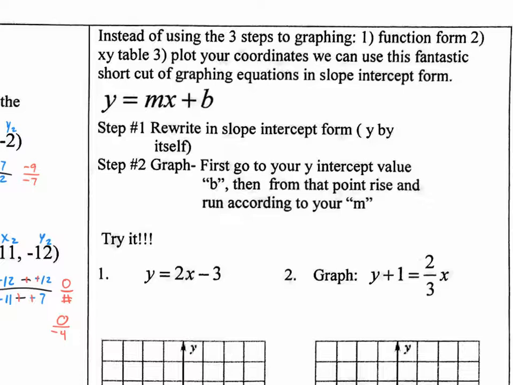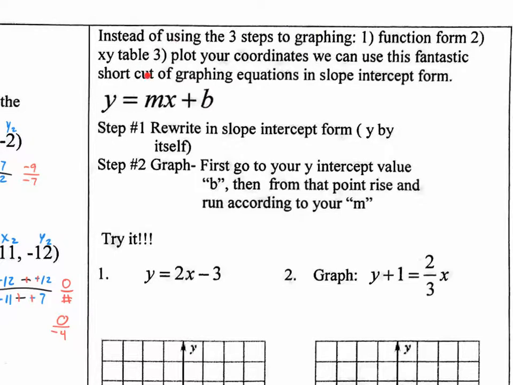So let's read along right here. Instead of using the 3 steps to graphing, remember the 3 steps? Step 1, get the y by itself, function form. Step 2, make an xy table. And 3, plot 3 easy points, sometimes 0, 1, and 2. But if you have a fraction, you have to use 0 in the denominator. And you plug each one of them in. It takes a long time, guys, right?